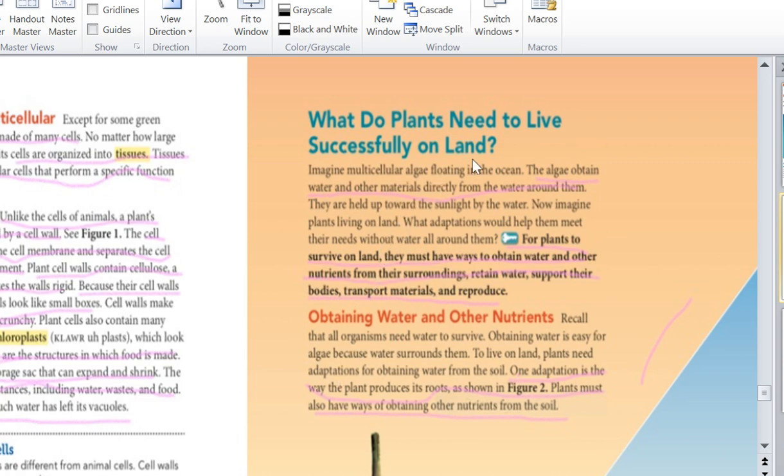I need you to highlight also the next page, the first paragraph, the first line. The algae obtain water and other materials directly from the water around them. Algae are plants that live in oceans and seas. For sure, they can absorb water directly.